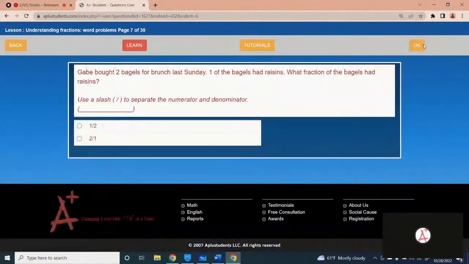Okay, Gabe bought two bagels for brunch last Sunday. One of the bagels had raisins. What fraction of the bagels had raisins? So the correct option is 1 over 2. Just select the correct option and then click on the OK button.